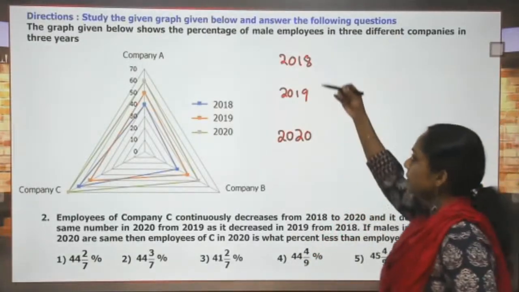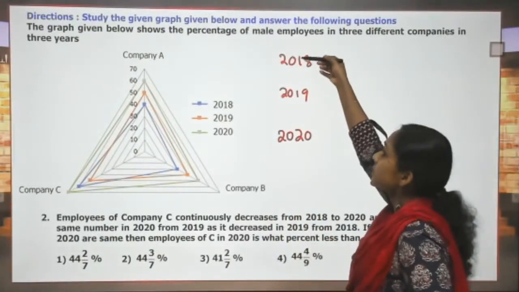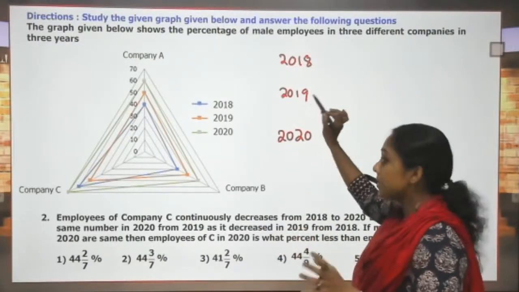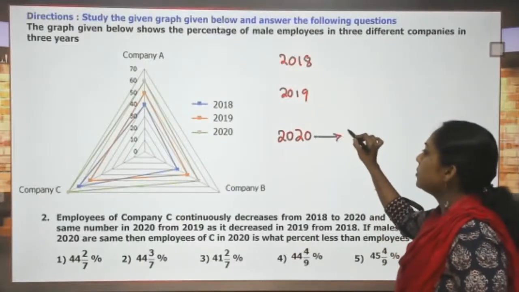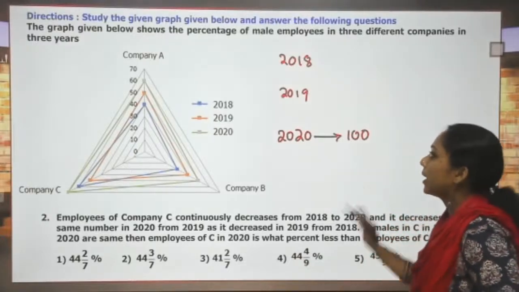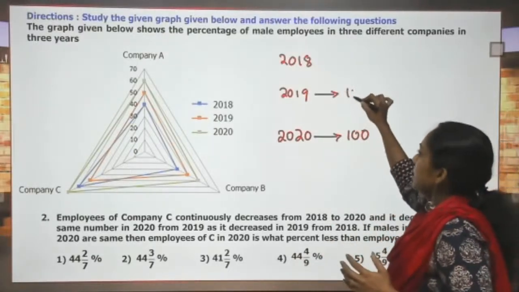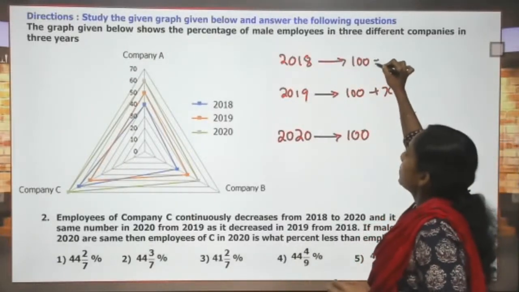Okay, so the decrease from 2018 is continuously decreasing. The decrease from 2018 to 2019 is the same as the decrease from 2019 to 2020. So if I take the value, let the number of employees in 2020 be 100. What will be the number of employees in 2019? That will be 100 plus x, and in 2018 that will be 100 plus 2x.